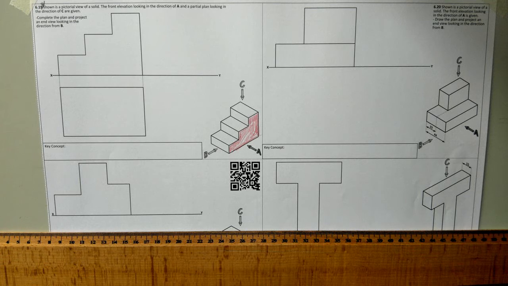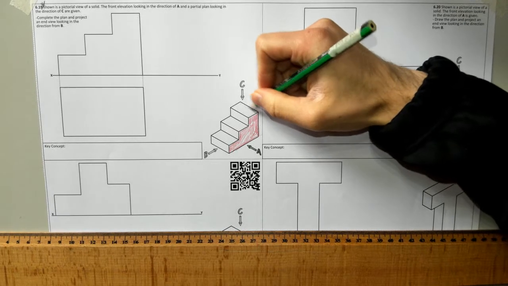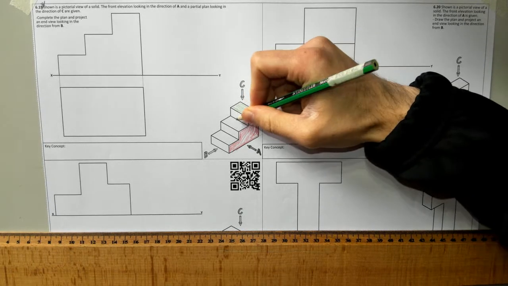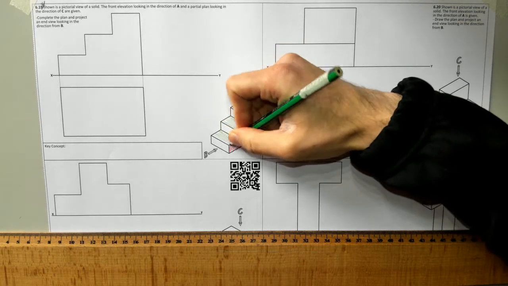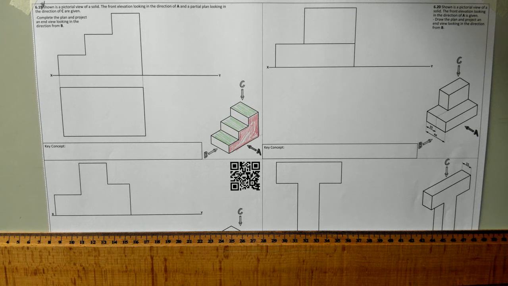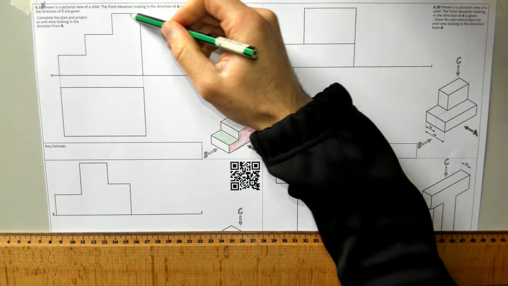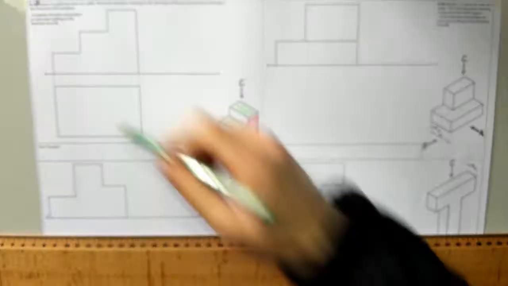With our plan, we're told it's partially completed, so we only have the actual outline of it. So when we look at our plan, I'm going to colour it in green. When we look down on top, we can see those three rectangles there. And that's basically that line there, that line there, and that line there.